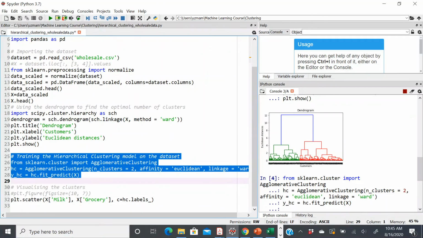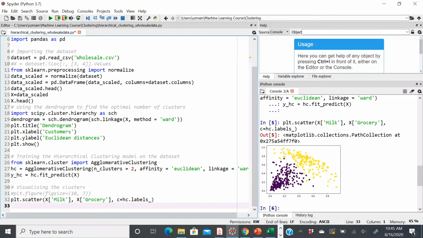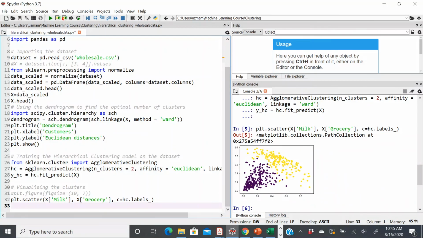Because I've decided to have 2 clusters only, I can visualize that here, right? You can make this visualization with different variables, but I'm using a simple scatter plot. That's all I'm doing here, because there are just 2 clusters, and this is how the 2 clusters appear based on the model that I created, which is nothing but this here, HC. Okay, so this was all about hierarchical clustering.